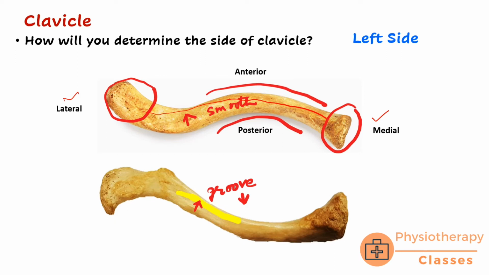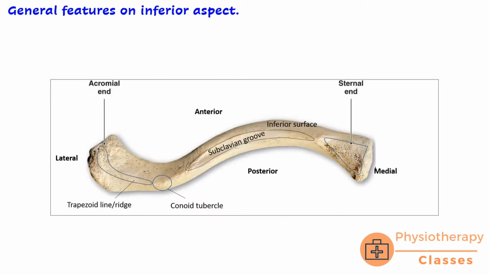Now, as I said, the superior surface of the shaft of the clavicle is smooth, but the inferior surface has got grooves and certain rough parts which are present on the inferior surface. So let us look at those general features. Now we will start with the medial side.